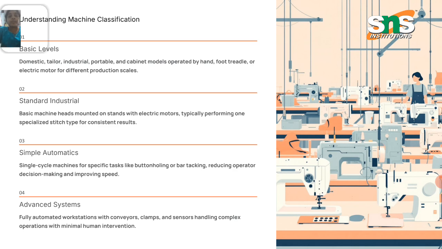The next one is simple automatics: single cycle machines for a specific task like button holing or bar tacking, reducing the operator's decision making and improving the speed. And then the advanced system, the fully automated workstations with conveyors, clamps and sensor handling complex operations with minimal human intervention. So those are some types of machine classification that we are using nowadays.